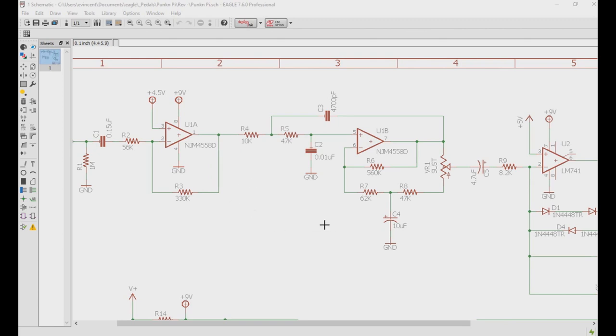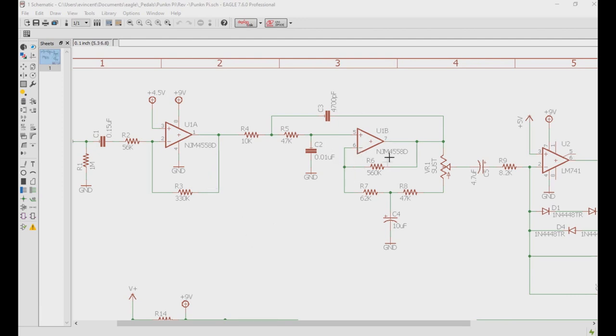Here we have the Pumpkin Pie schematic, which is based off of the op amp Big Muff Pi. And we have two op amp stages here that we're going to look at. One right here is a non-inverting op amp, and one right here is an inverting op amp. Now the inverting op amp one will be really easy to change. If we wanted to increase the gain of this stage, we could add a parallel resistor right here and reduce the value of R2. If we wanted to reduce the gain of this stage, we could add a parallel resistor here to R3, and that would reduce the gain overall.